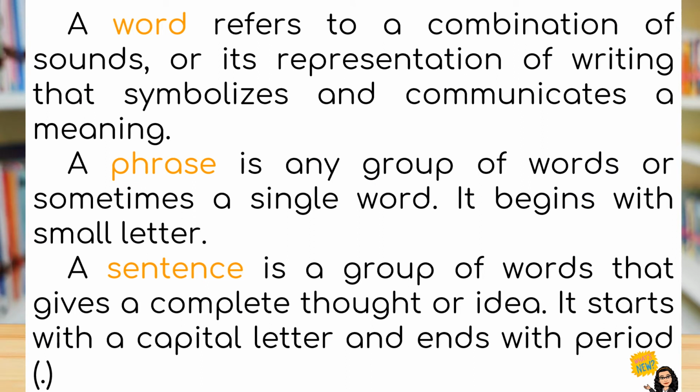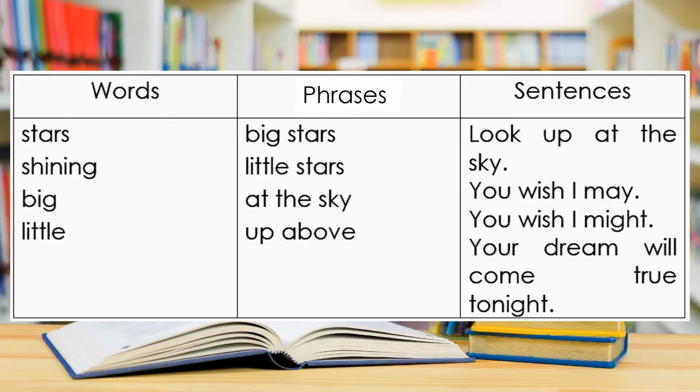This is now our lesson for today. A word refers to a combination of sounds or its representation of writing that symbolizes and communicates a meaning. A phrase is any group of words or sometimes a single word. It begins with a small letter. A sentence is a group of words that gives a complete thought or idea. It starts with a capital letter and ends with a period. These are some examples for words, phrases, and sentences.